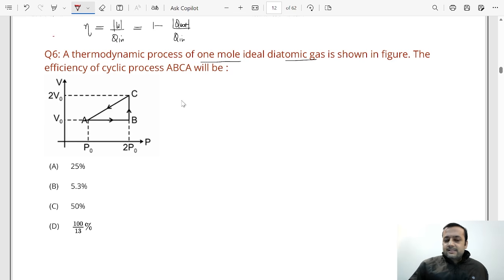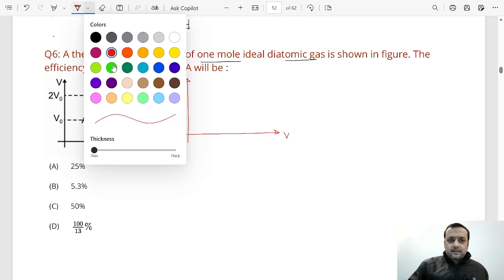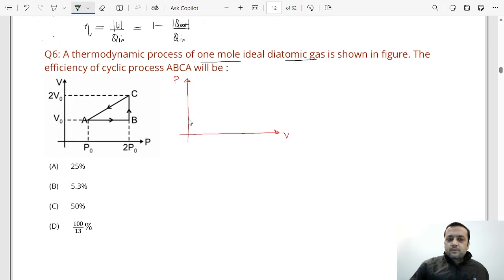Now look, what is the idea here? They have given you a VP graph. Most of you might not be comfortable with the VP graph because you are accustomed to using P on the y-axis and volume on the x-axis. So very easily, I'll invert the graph. I'll make pressure on the y-axis and volume on the x-axis. Although we can do it like this also, since many of you are accustomed to this convention, I'm changing this.